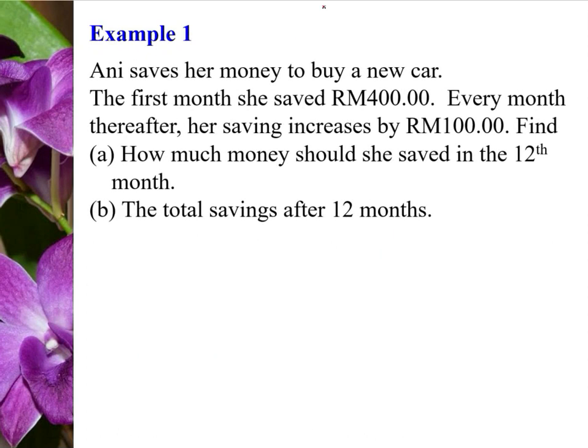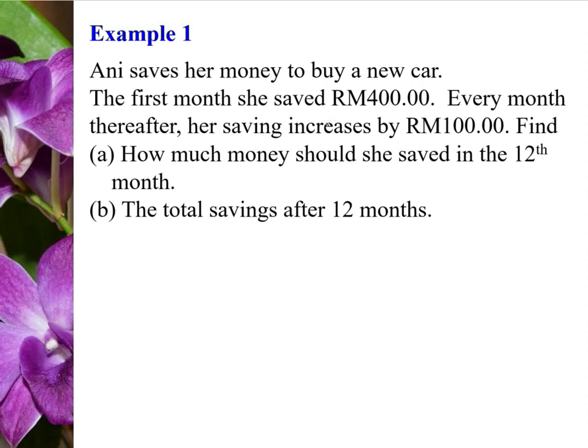Example 1. Annie saved some money to buy a new car. The first month she saved 400 ringgit. Every month thereafter, her saving increases by 100 ringgit. Find how much money she saved in the 12th month, and also the total savings after 12 months.